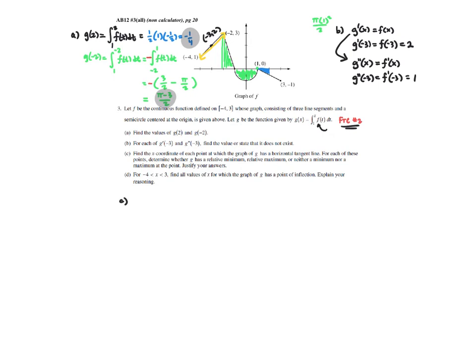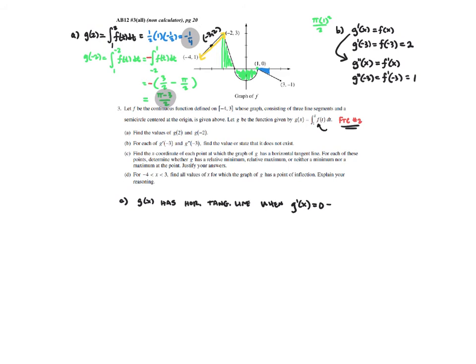Part C says find the x-coordinate of each point at which the graph of g has a horizontal tangent line. So if g of x has a horizontal tangent line, when g prime of x equals 0.